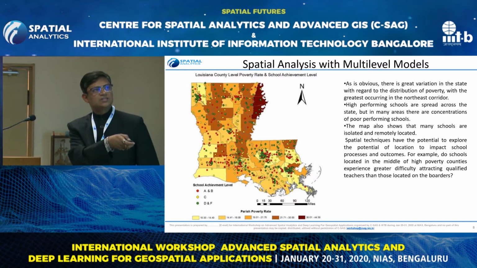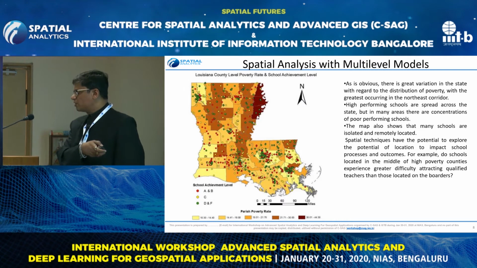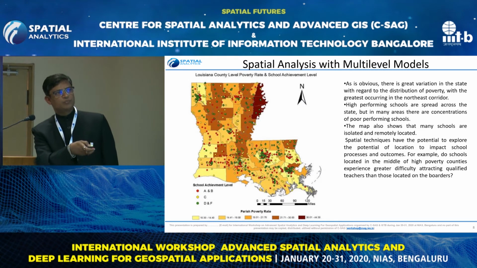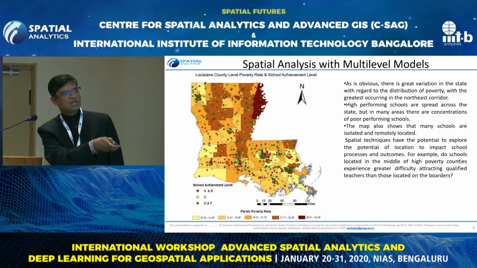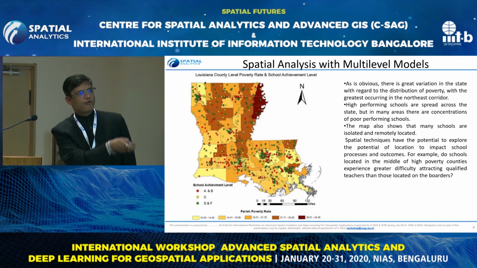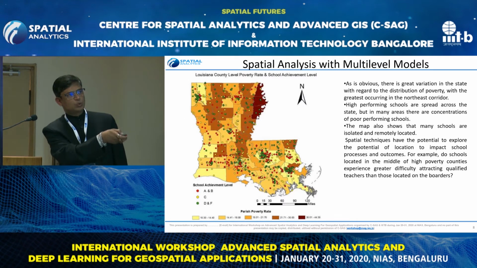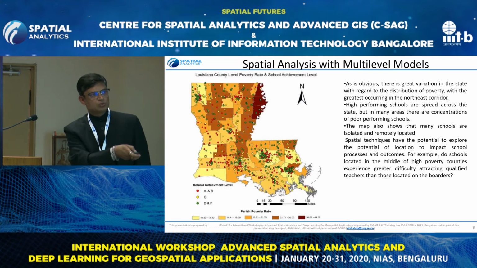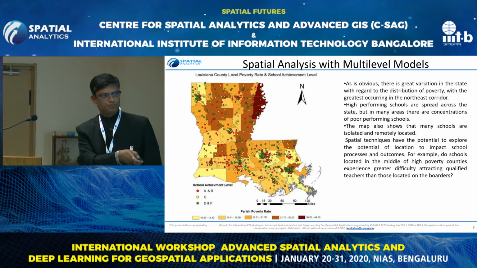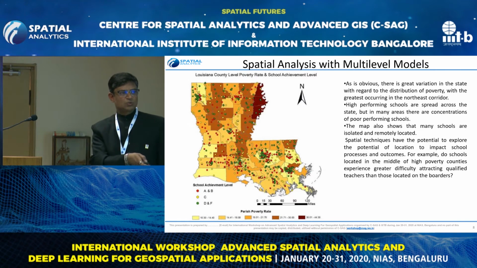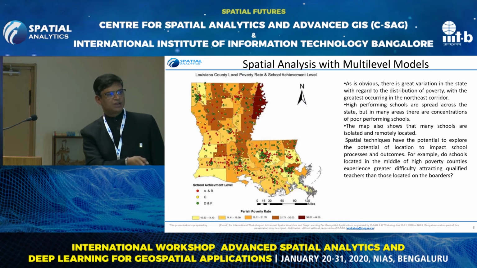What we see is that there is a great variation in the state with regard to the distribution of poverty, with the greatest occurring in the northeast. Here is the poverty in mostly poor areas, and here you see the worst performing schools are there. Then the high performing schools are spread across the state, but in many areas there are concentrations of poor performing schools also. So the map shows that many schools are isolated and also remotely located.